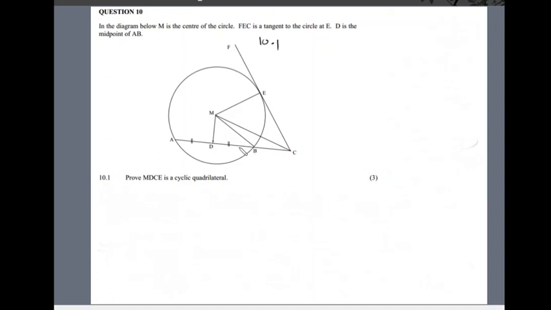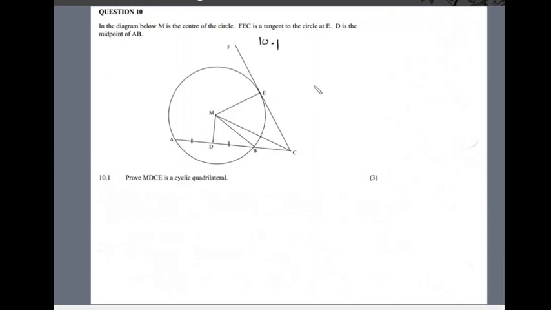Right? So I hope that makes sense. Again, you cannot have cyclic quad in your reasons there because you want to prove that it's a cyclic quad. Suppose you don't know that it's a cyclic quad. Therefore, you need to show that it's a cyclic quad, right?